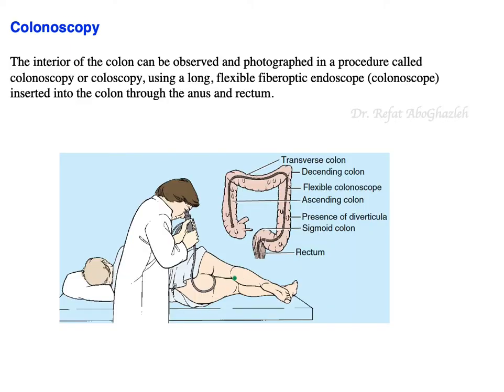So again, you may have heard about upper endoscopy in the stomach, and you also have lower endoscopy. Look, here is the rectum, and you see here an endoscope inserted in the rectum, sigmoid, ascending colon, descending colon, transverse colon, all the way until you reach the cecum. It is like a camera, and you get a view from the interior of the colon, and you observe and photograph it, a procedure, as I mentioned, called colonoscopy or coloscopy, or lower endoscopy, right? All of these words indicate this procedure. So this is the colonoscopy.